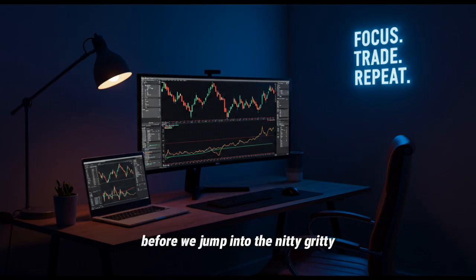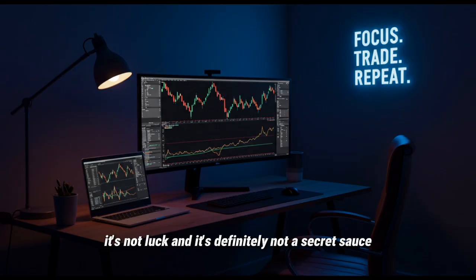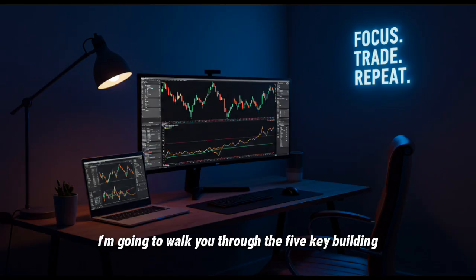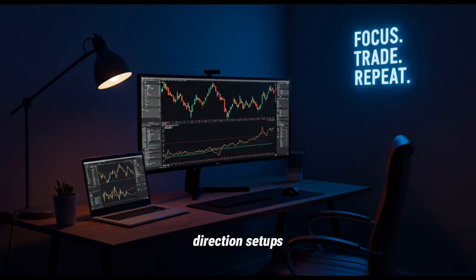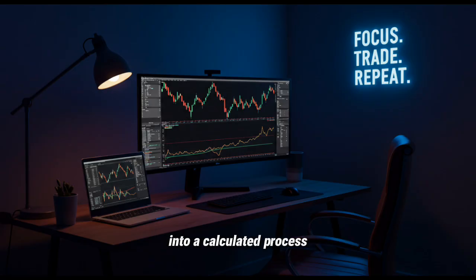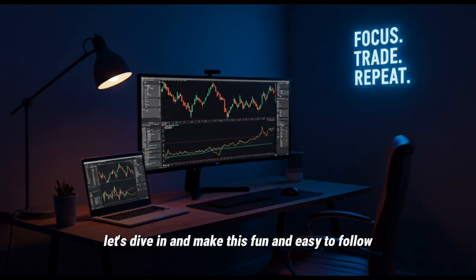Before we jump into the nitty-gritty, let's set the stage. Have you ever wondered how professional traders seem to make money while others are left scratching their heads? It's not luck, and it's definitely not a secret sauce. It's all about having a strategy, a structured, repeatable plan that guides your every move in the market. Today, I'm going to walk you through the 5 key building blocks of that plan: direction, setups, confirmation, entry, and risk management. These are the pillars that'll turn your trading from a guessing game into a calculated process. Ready? Let's dive in and make this fun and easy to follow.